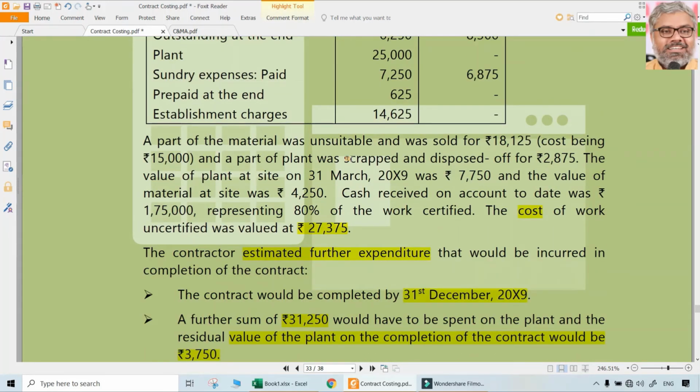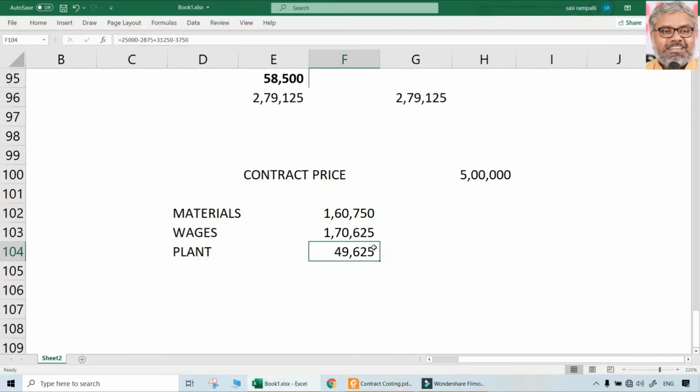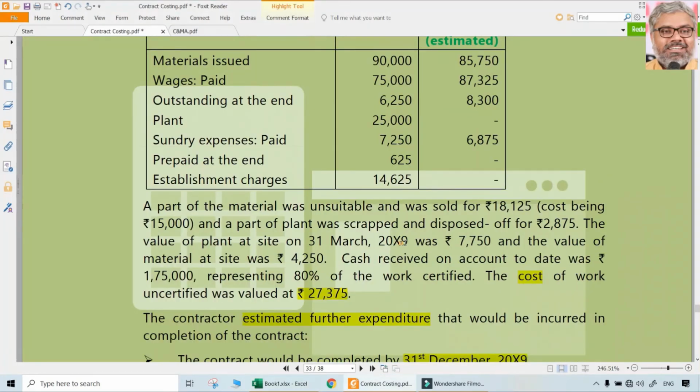Then plant at site, material at site, which becomes the closing balance of this year, becomes the opening balance of the next period. So they will get nullified. We don't have to separately treat them. From the beginning till the end, what is the story? That only we have to take. So 49,625 is the plant related expenditure.